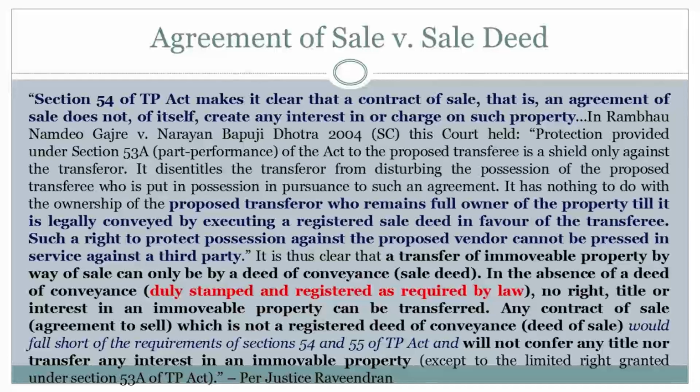In the absence of a deed of conveyance duly stamped and registered as required by law, no right, title or interest in any immovable property can be transferred. Any contract of sale, that is an agreement to sell, which is not a registered deed of conveyance, that is a deed of sale, would fall short of the requirements of Section 54 and 55. 55 deals with the rights and liabilities of the buyer and the seller, which we're coming to next, right? And it would fall short of the requirements of 54 because it's not been registered and it will not confer any title nor transfer any interest in any immovable property except the limited right of protection of possession under Section 53A of the TP Act.